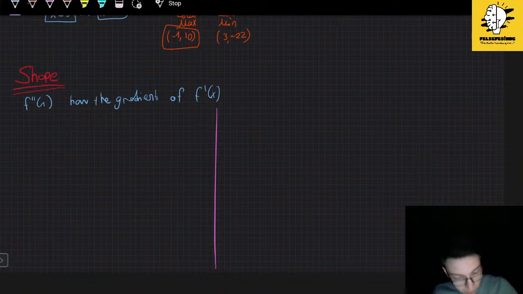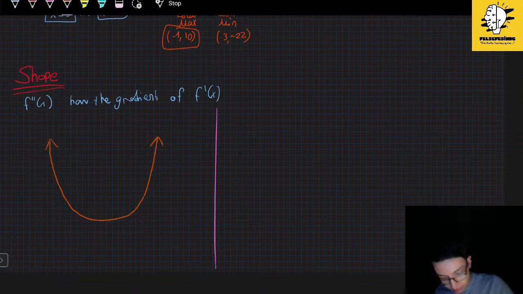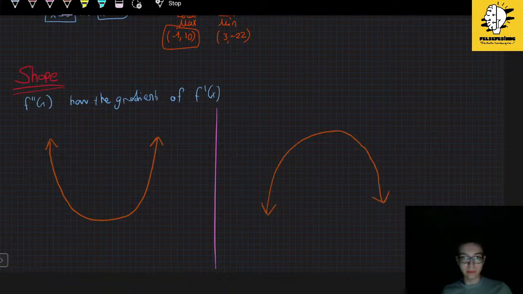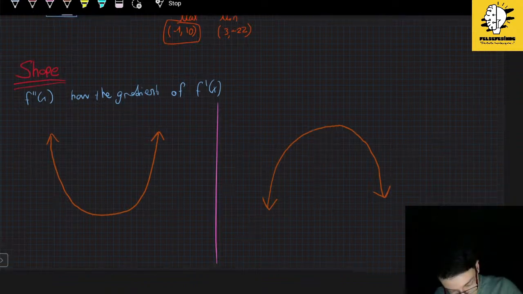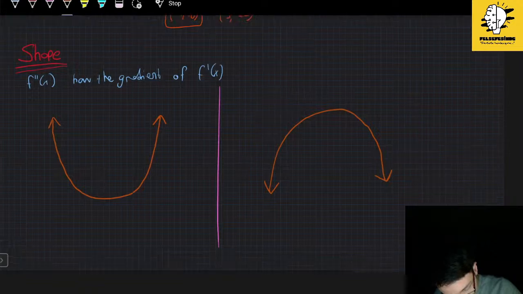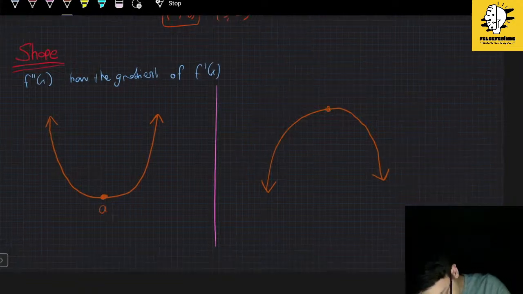So, the first one will be the concave up, and then the second one will be concave down. Okay, so you talked to us about the sign diagrams and how they can be commented, right? So, let's see these points. Let's say this point is A, and let's make this point also A.